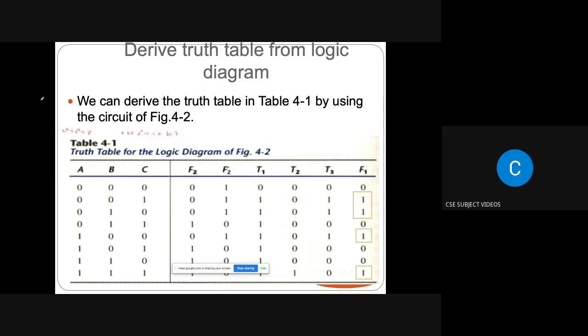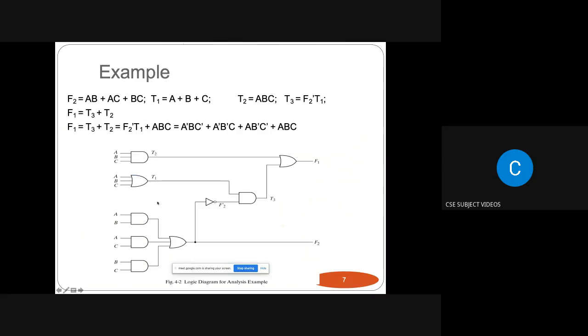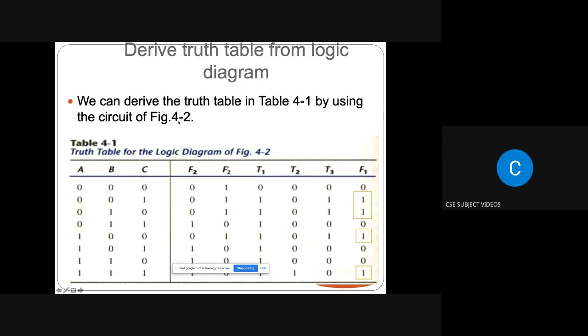So we can have the values here, and we have to find the intermediate columns. Intermediate columns, temporary variables, that is T1, T2, T3 can be found out, and we can find the final Boolean function F1 column. Okay. So we have to substitute the values here by using the truth table of the logic gates, AND gate, OR gate, NOT gate. These logic gates truth table have to be used to obtain the truth table of the given circuit diagram.